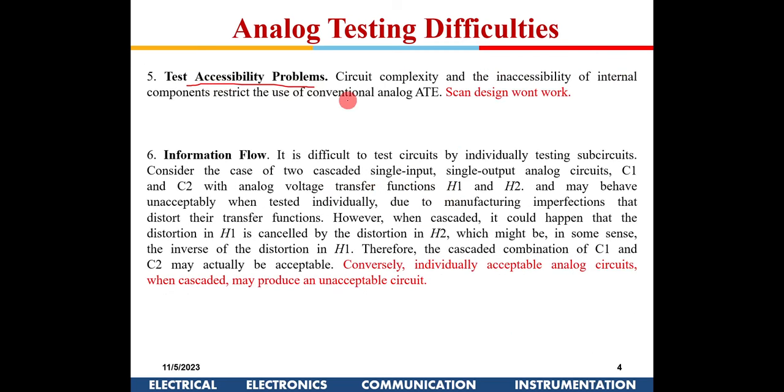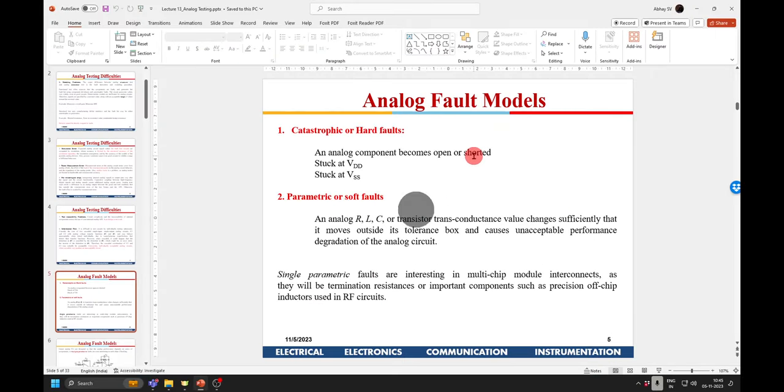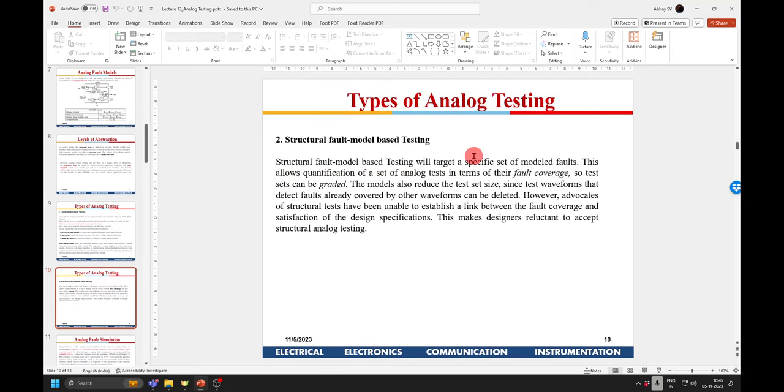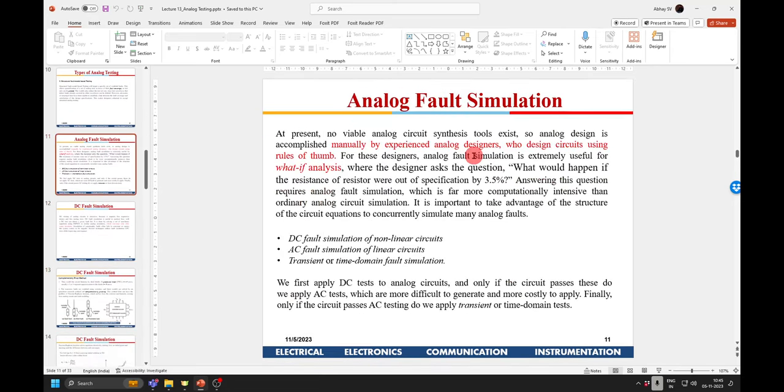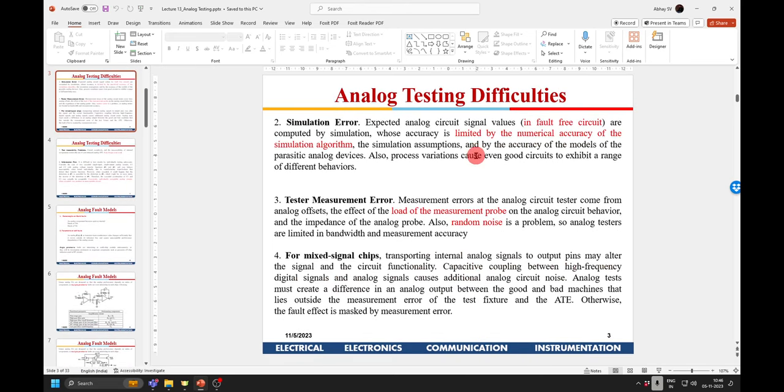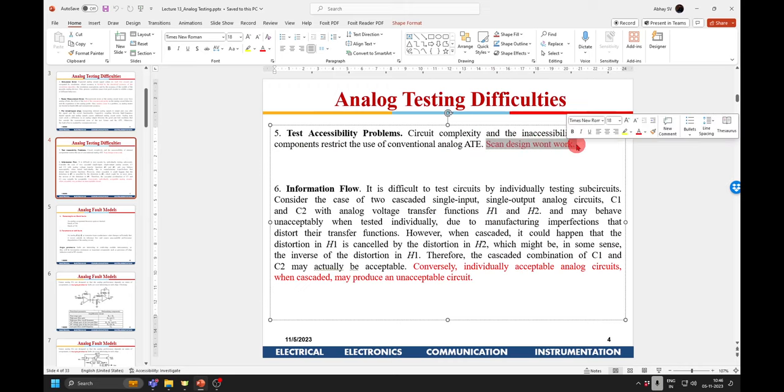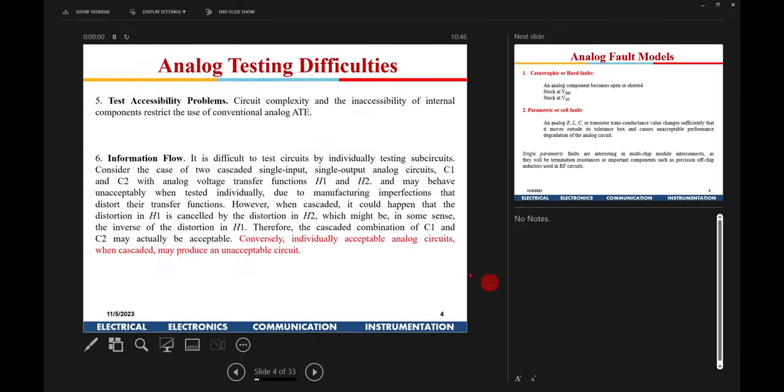Then there are test accessibility problems. In digital circuits, we saw that we could have a scan design, with an input given here, a parallel input, and a parallel observation pin. Scan design doesn't work as such in analog, though we can do a little bit of a scan there in analog also. I'll show you how we can scan.